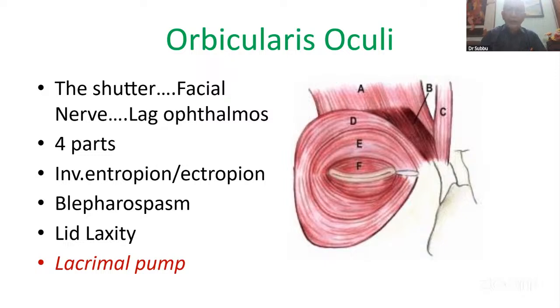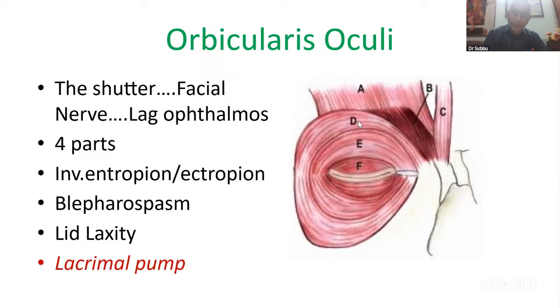Orbicularis oculi has a very important role in the causation of involutional entropion and involutional ectropion. In both, some factors are common. That is, lid laxity is common and horizontal laxity is common. But why in some people is there ectropion? Why in some people is there entropion? This depends on this. If the pre-tarsal orbicularis oculi overrides onto the preseptal part, it pulls the lid margin out. So it causes involutional ectropion.